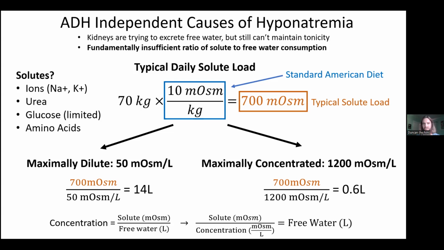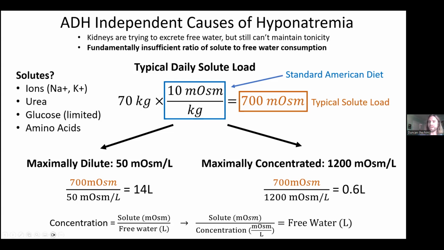700 milliosmoles of solute to work with. The kidneys can dilute their urine. Healthy kidneys can dilute their urine to about 50 milliosmoles per liter. And so that means that you can safely drink up to 14 liters of free water and not develop hyponatremia or hypotonicity if your kidneys are able to maximally dilute their urine.